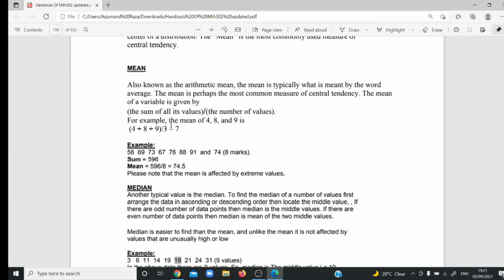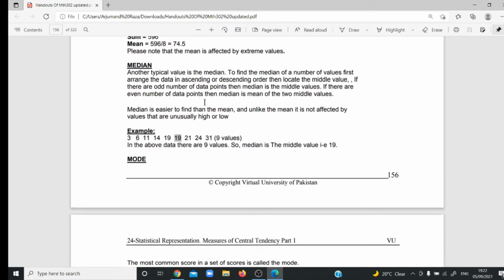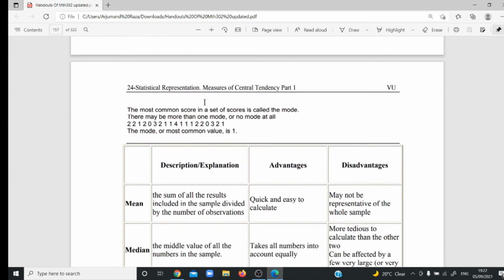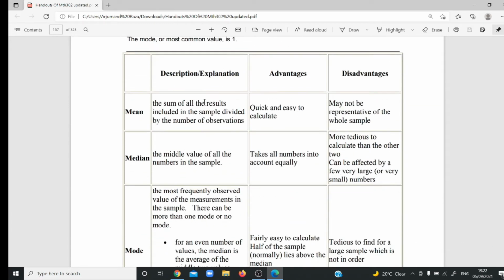For example, for mean, instead of 4, 8 and 9, I'll say 1, 2, 3, 4, 5. If I add these 5 numbers, the total will be 15 over 5. But if I add one more number, 1, 2, 3, 4, 5 and 51, the total will be 66 divided by 6. Before that my mean was 3, and after adding just one number, my mean changes from 3 to 11. So mean may not represent the whole sample.